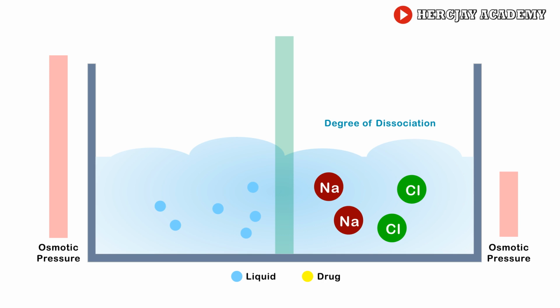So, for electrolytes, osmotic pressure is affected by both concentration and degree of dissociation. For non-electrolytes, it is only affected by concentration. Hope it's clear. Let's continue.